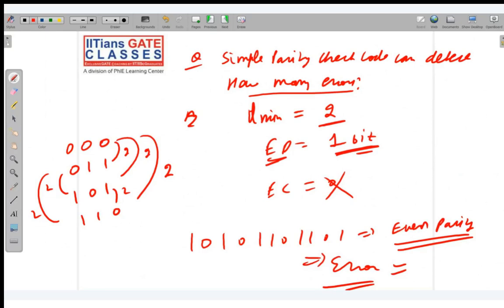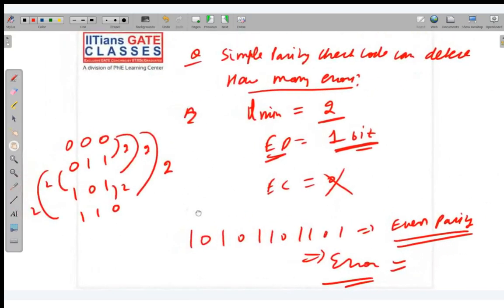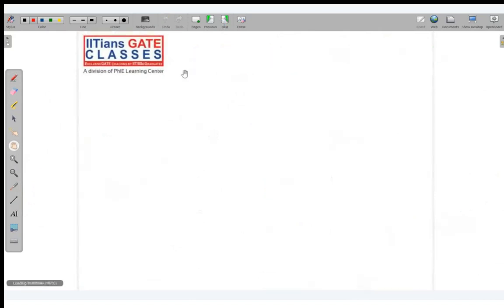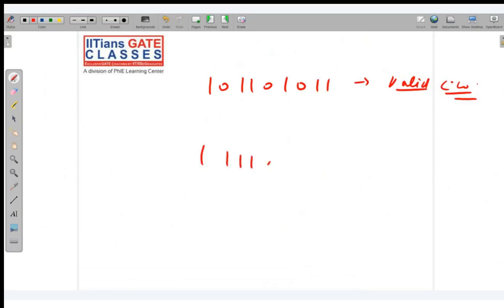Now I can say one more thing to you. For example, say this is a valid code word: 10110101, which you have sent, but received is 11101011. We have used even parity. So now here we will check the number of ones: 1 2 3 4 5 6 7. Here we have got 7, so I will say error is there. I cannot find the position where the error is, because if I were able to find the position, then I could obviously complement the bit and correct the error.